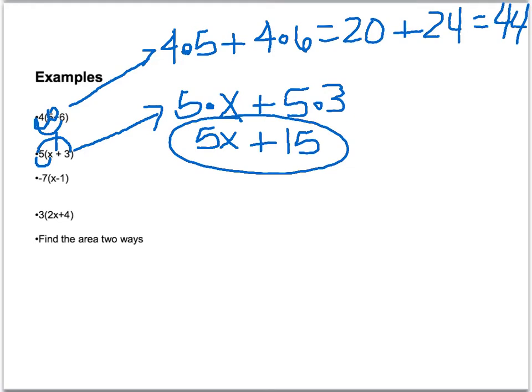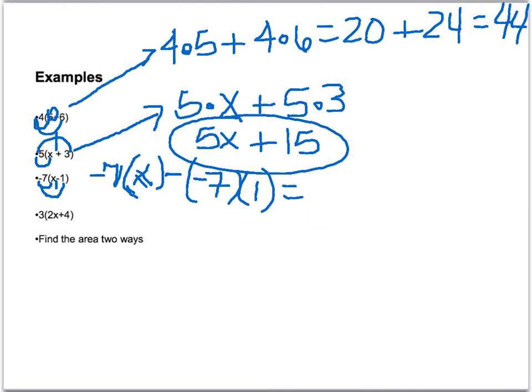Here's another one. Negative 7 times x minus negative 7 times 1. Well, negative 7 times x is just negative 7x. Minus, what's negative 7 times 1? I have a negative and a positive. That's an odd number of negative signs, so my answer will be negative 7.